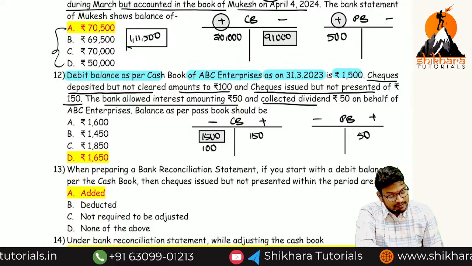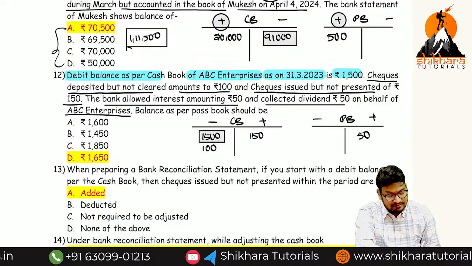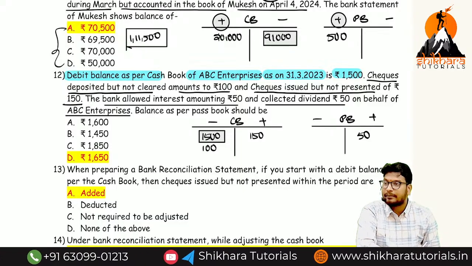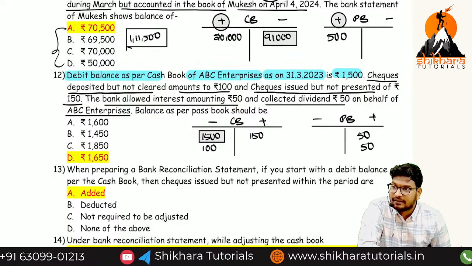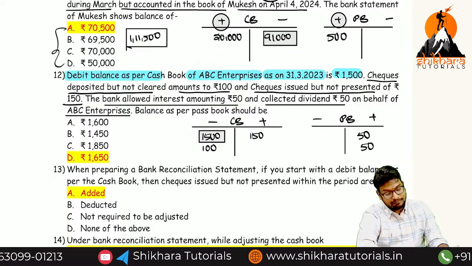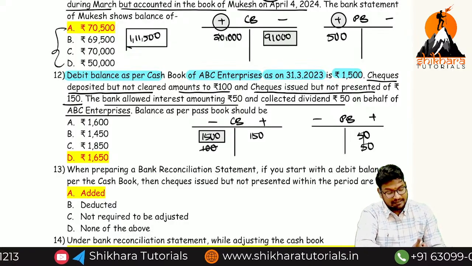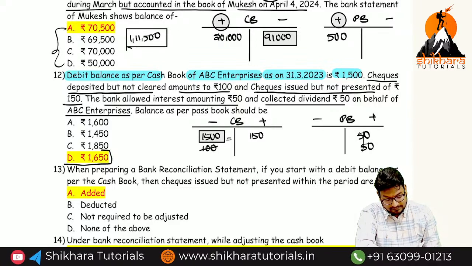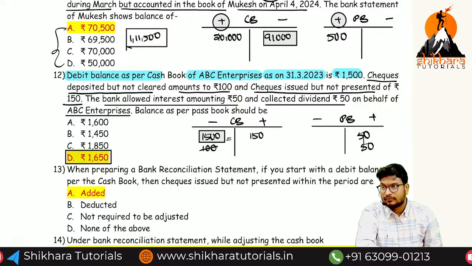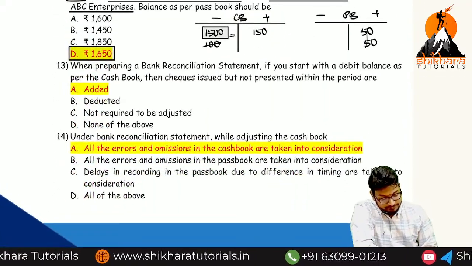And the bank collected a dividend of 50 rupees on behalf of ABC Enterprises. Who has collected this dividend? Bank. So it also appears on the debit side or credit side? Credit side. So what is the total balance? This 100 and this 100 I am cancelling because of minus 100 and plus 100. Ultimately 1,650 is the answer. Okay? Are you understanding the logic?